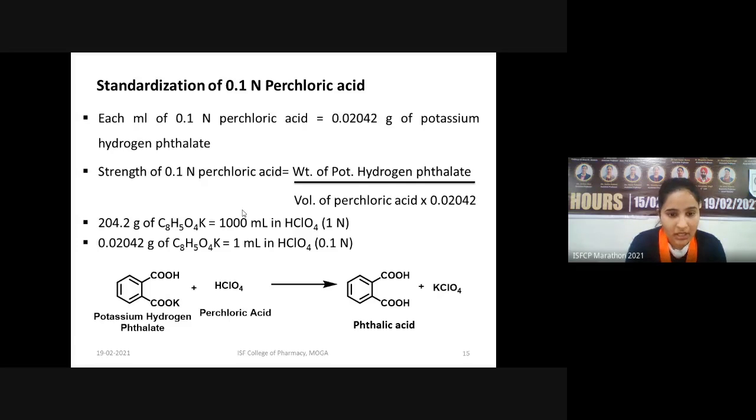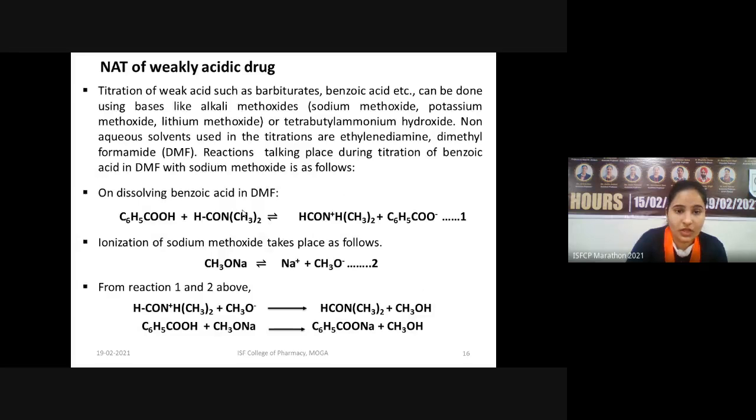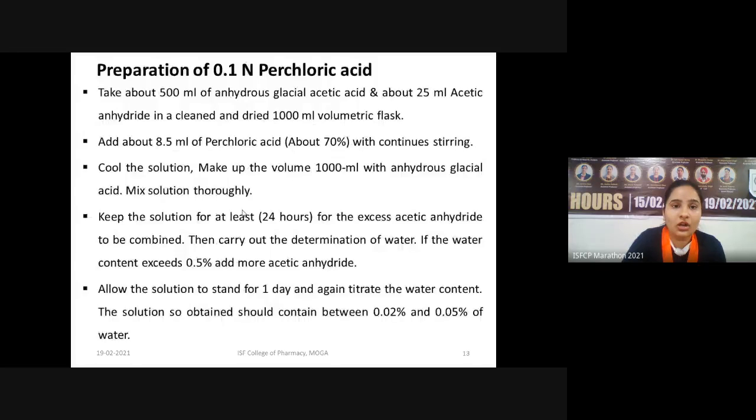Now, this is the reaction which takes place in the standardization of 0.1 normal perchloric acid. Potassium hydrogen phthalate is going to react with perchloric acid to form phthalic acid, with the release of potassium perchlorate. So what are we getting here? By this equation, by this standardization, we can find out the strength of the perchloric acid very accurately. So this was all about the standardization.